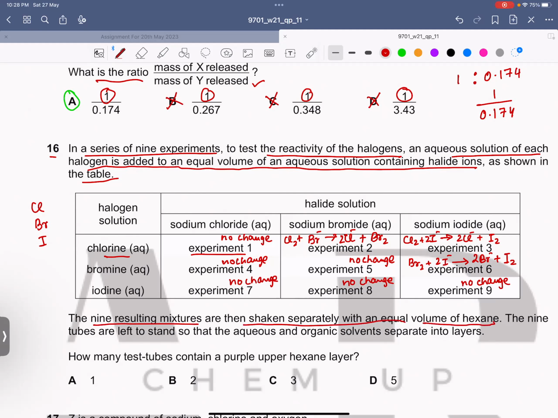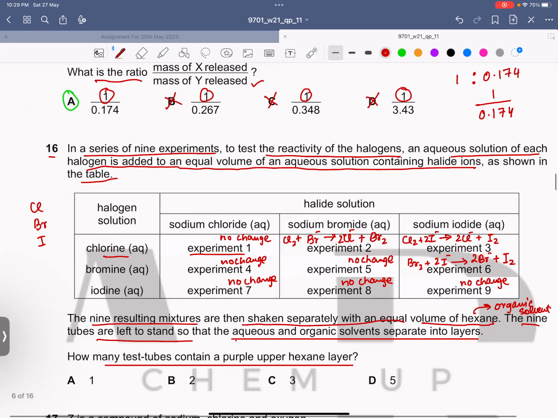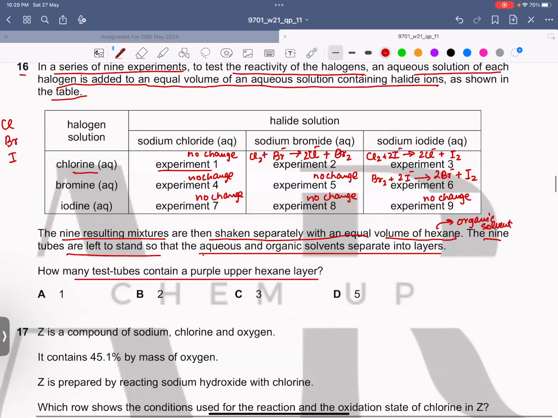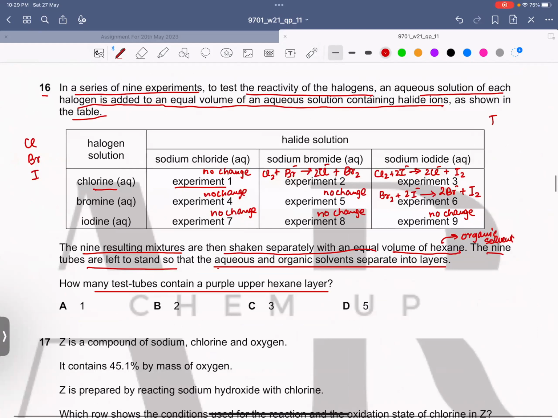Now, what they are saying, the 9 resulting mixtures are then shaken separately with an equal volume of hexane. If you recall, hexane is an organic solvent. The 9 tubes are left to stand so that the aqueous and organic solvent separate into layers. How many test tubes contain a purple upper hexane layer? So remember this. There is one important thing that you need to remember. If I ask you about iodine in its aqueous state, what would be its color?